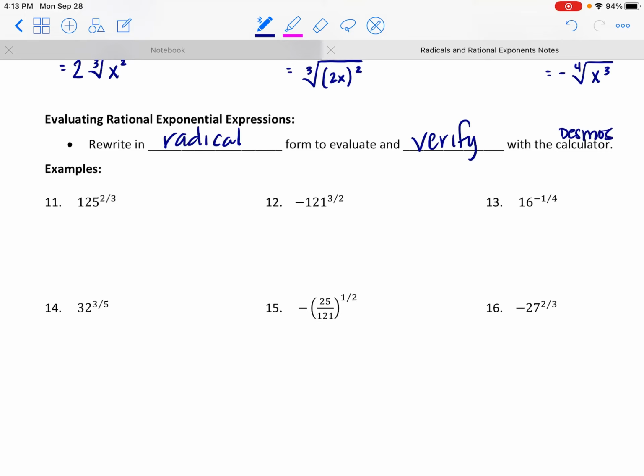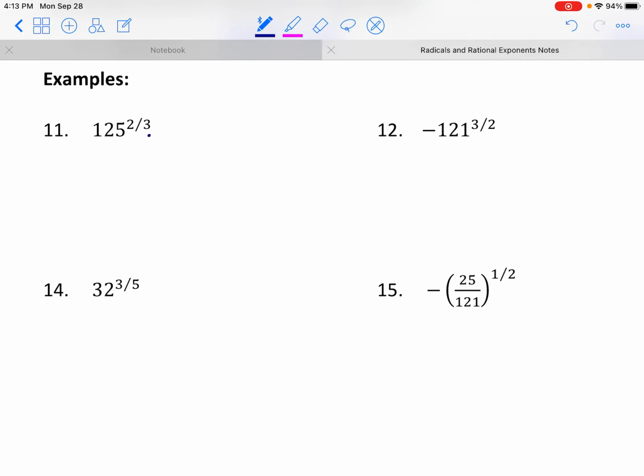Okay, so 125 to the 2/3. Again, this is the cube root of 125 squared. Even though maybe you don't have a concept of what it means when you're looking at it as 125 to the 2/3, this you should have a little more of a feel for, because the cube root of 125 should look familiar. We could take the cube root first and then square, or square first and then take the cube root. The order doesn't really matter because they're both considered exponents.